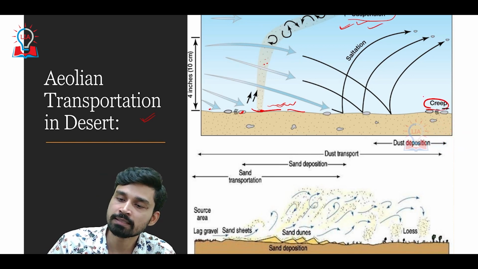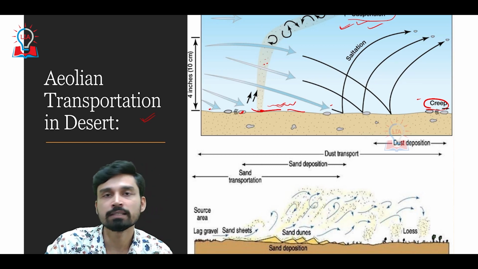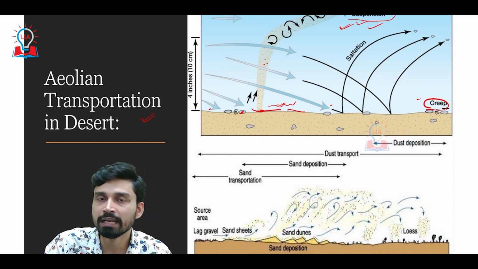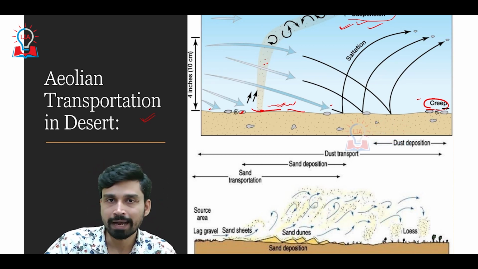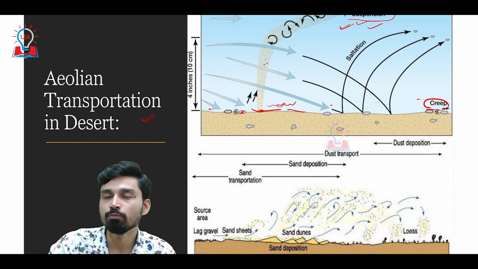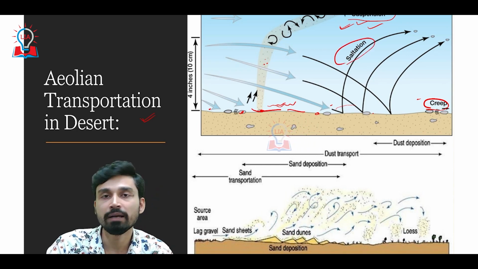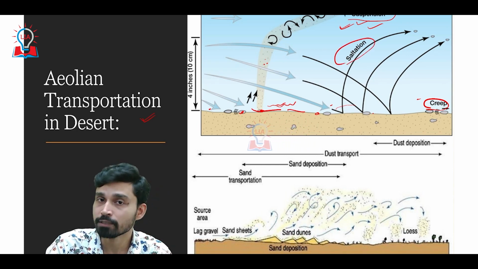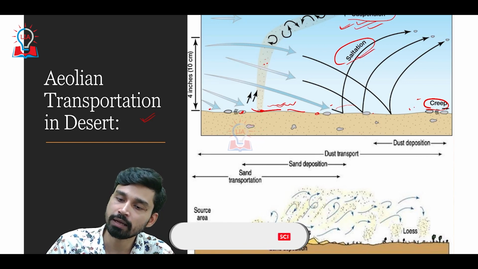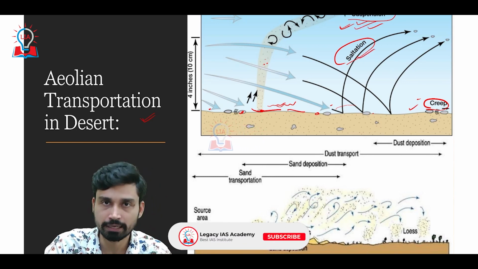And in between suspension and creep, if the sediment or particle size is relatively in between, then they are carried by the moving wind and thrown from one place to another, and that is what we call saltation. So depending on the size of the sediment, we can have suspension, saltation, and creep movement in the desert areas.